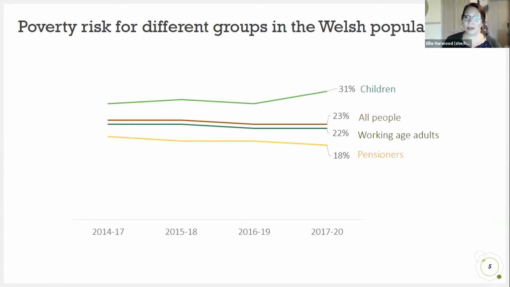So these figures are the most up-to-date ones that we have. They run to just as the pandemic was starting. So 31% of children overall, although in some areas obviously the rate is higher and in some areas lower, but important to say that there isn't a single local authority anywhere in Wales with a child poverty rate below 20%. So at least 1 in 5 children, even in our most affluent areas, are living in poverty right now. The rate for the entire population as a whole, all people young and old, is 23%, slightly lower for working age adults and quite substantially lower for pensioners.